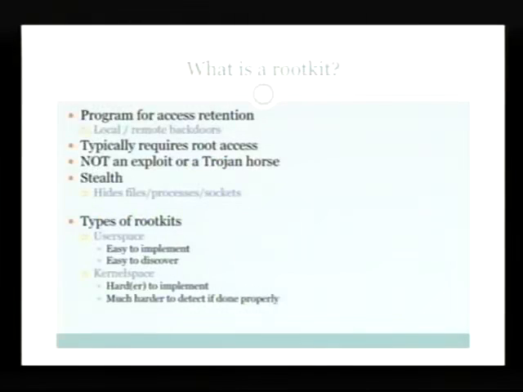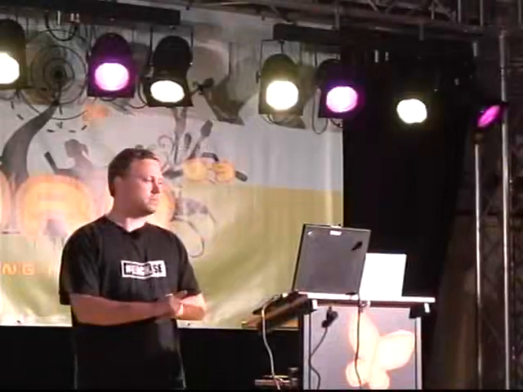So, what is a rootkit? Well, a rootkit is something that you use once you've actually been able to hack into a system or gain access to a system. It is not an exploit. It is not a Trojan horse. It's all about stealth. It's all about hiding your activities and hiding your presence in a system.